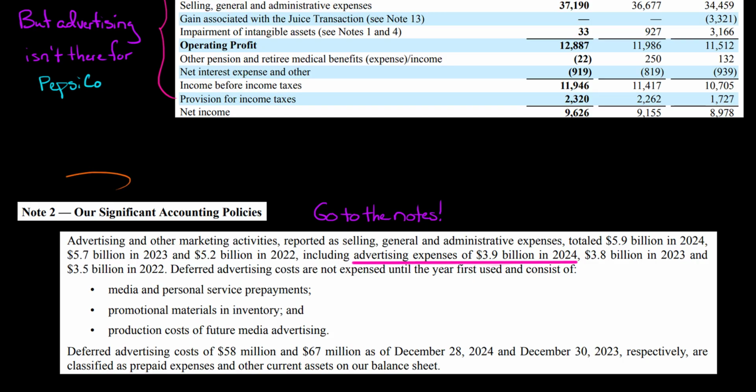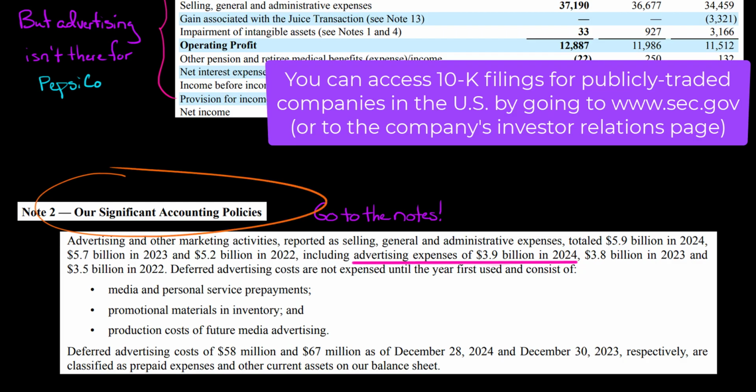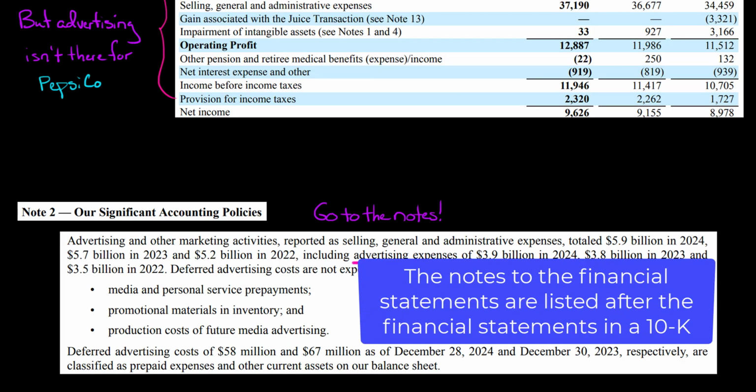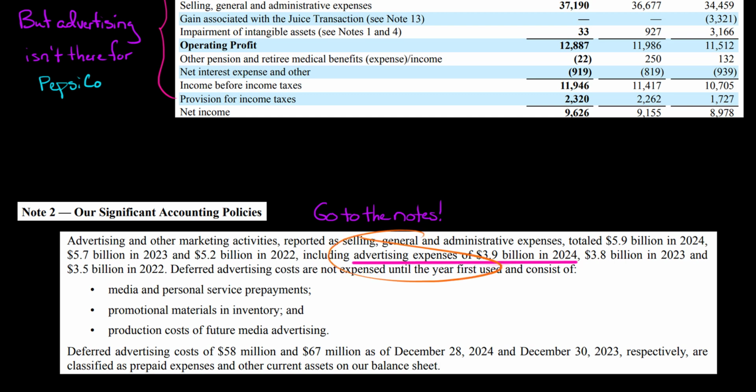So I went to note 2. This is from the 10K filing that PepsiCo did with the SEC, their annual report. I went to note 2 of the financial statements. For some companies, it'll be note 1. It's not always going to be note 2. You can do a Control F or Command F search to look for the word advertising, which is what I did. And you see that they had advertising expenses of $3.9 billion for 2024. Then they also tell you for 2023, 2022, etc. So $3.9 billion for 2024.